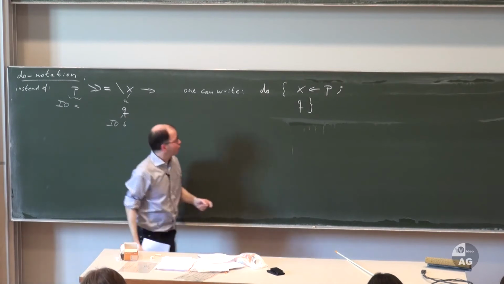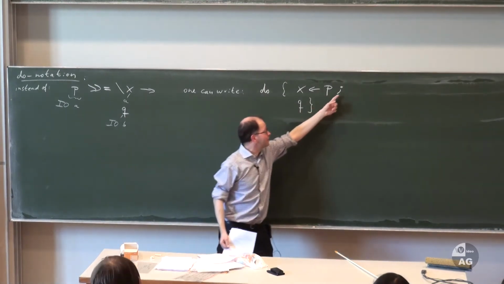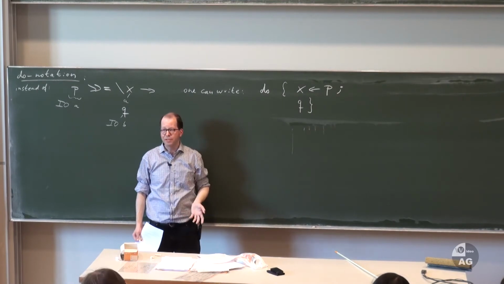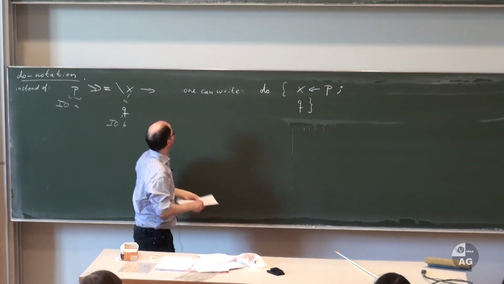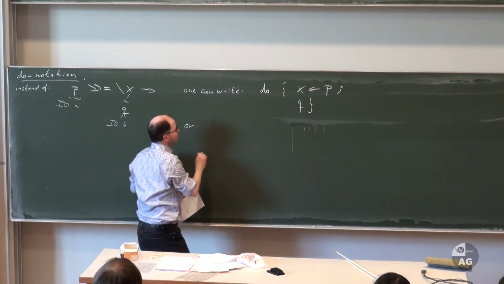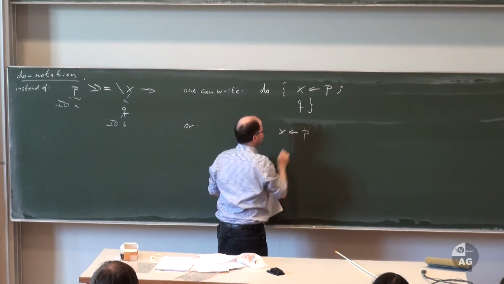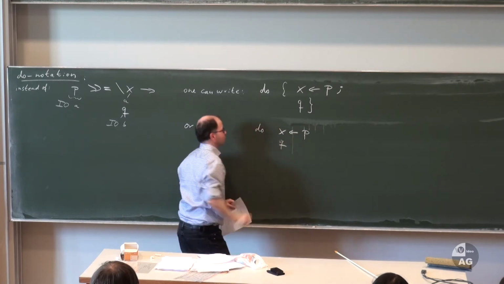And of course, Haskell programmers dislike these curly brackets, and they dislike these semicolons, and you know that if you do the layout properly, you can omit this. So if you do the layout properly, you can also omit these brackets, and you can just write do x gets the value of P, and then we do Q.